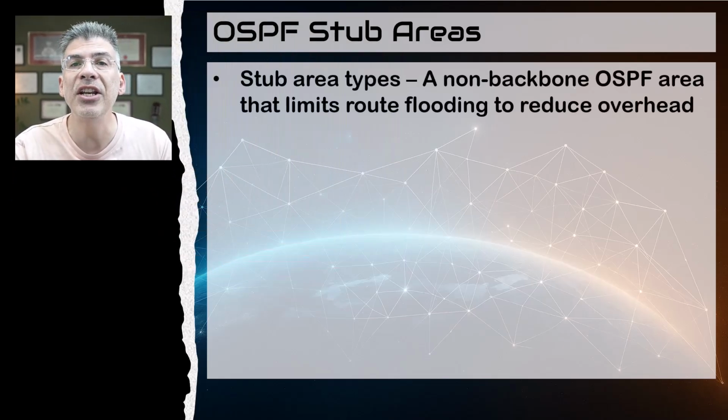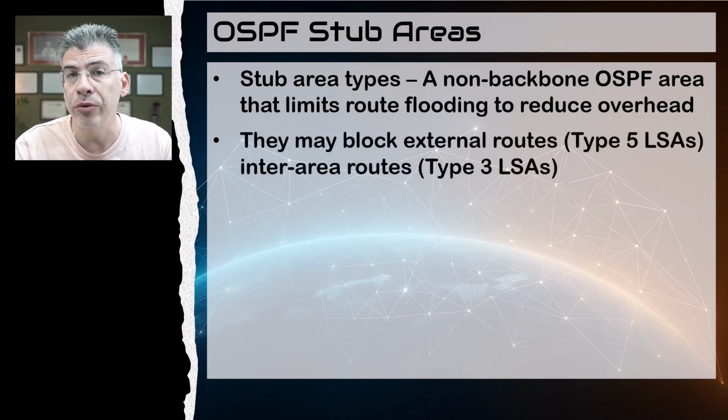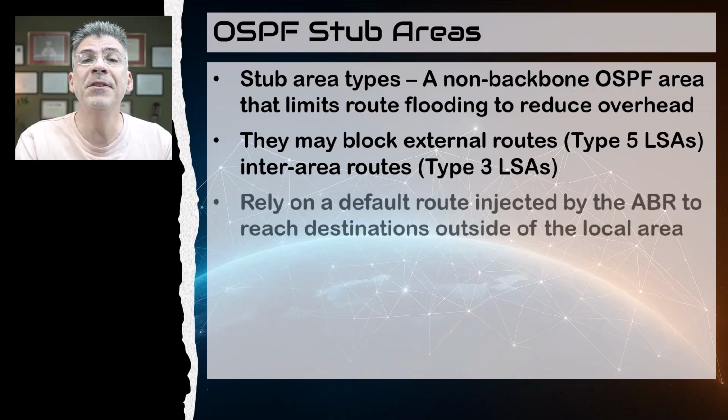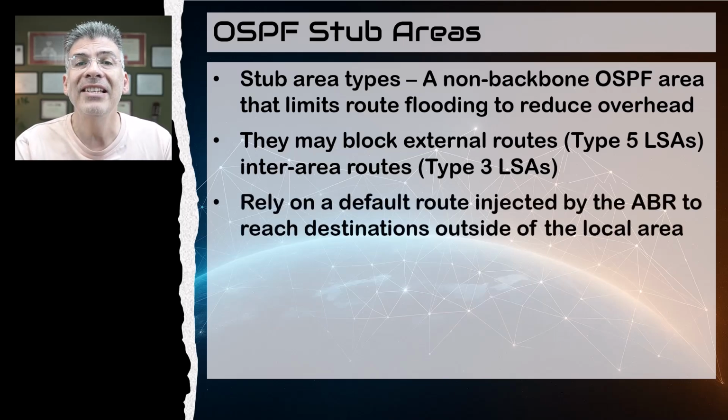Stub area types in OSPF limit external route flooding to reduce routing table size and complexity. And depending on the type of stub area, they may also block external routes shared in Type 5 LSAs and inter-area routes shared in Type 3 LSAs. Instead of specific routes to these destinations, stub-type areas rely on a default route that's injected by the ABR to reach destinations outside of the local area or outside of the OSPF autonomous system.